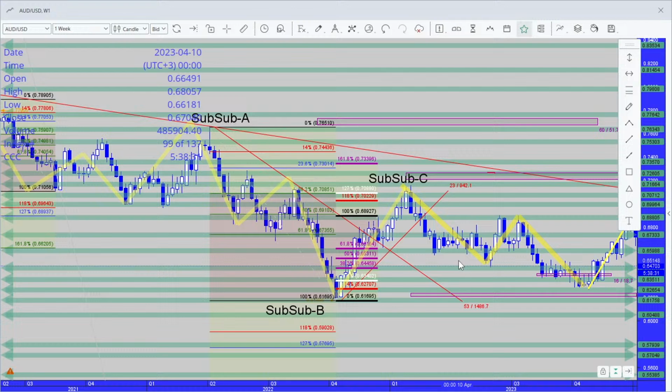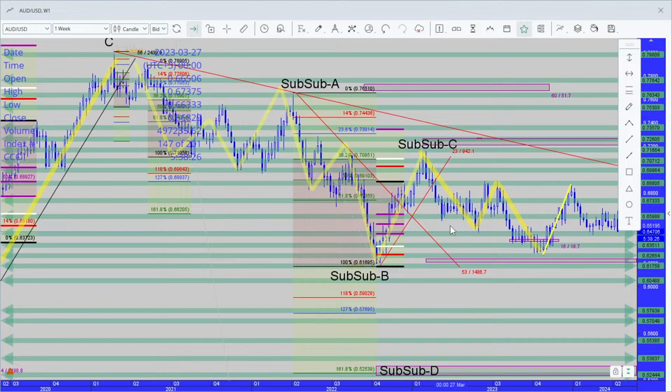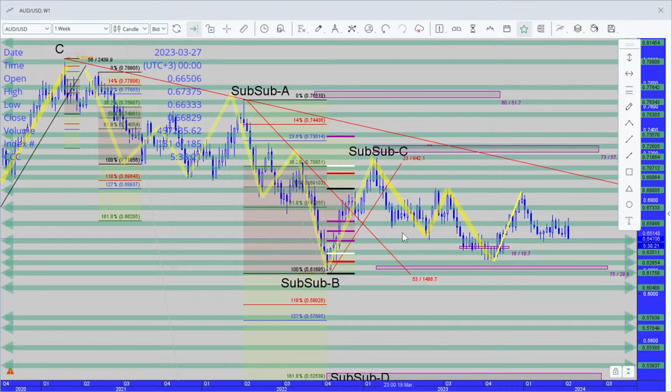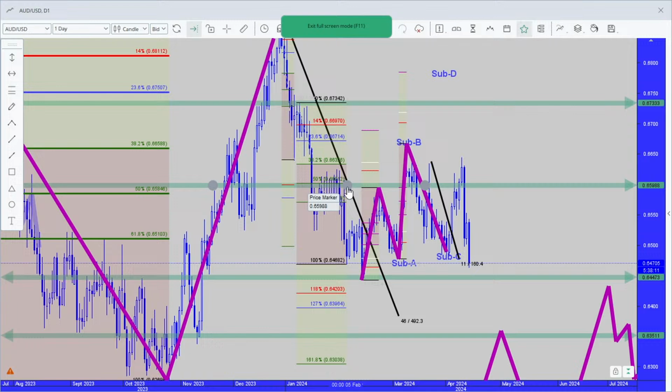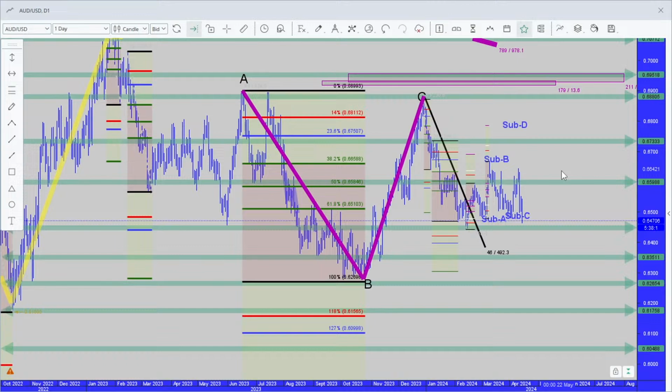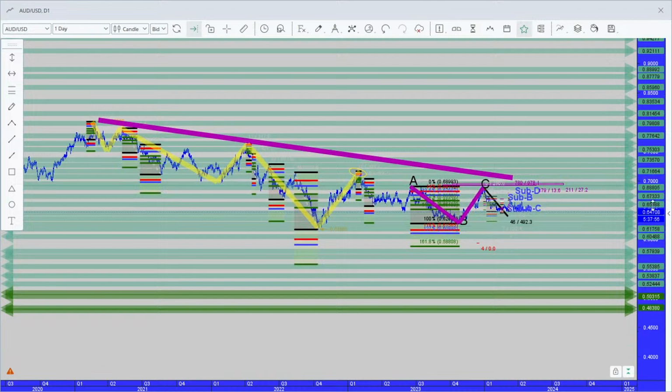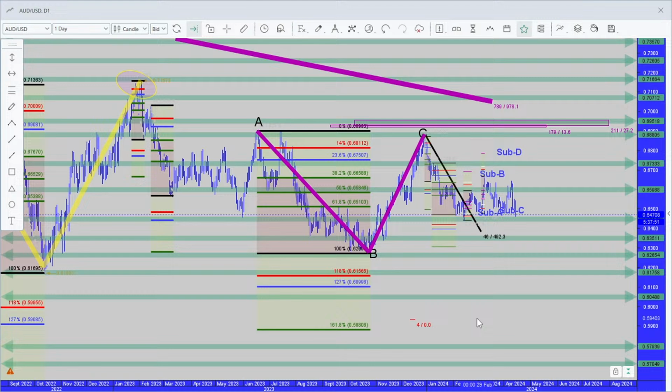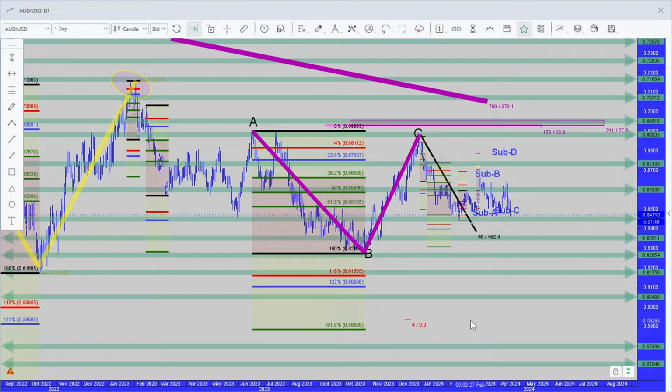So we have the sub-sub-C, it's not confirmed anyway, the market's going down. So the alignment is between the monthly and the weekly, agreed? Alright, now if I go to the daily and find the daily, and get rid of this one and this one. So the daily original Fibonacci, if I'm not mistaken, is this one, and blue goes to blue, right? Blue goes to blue.